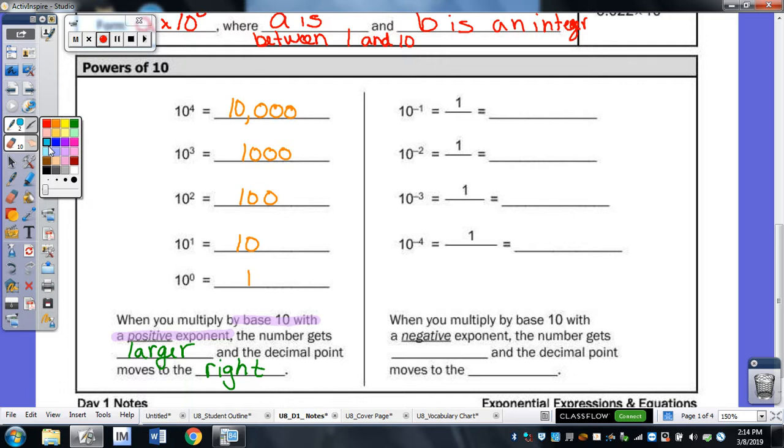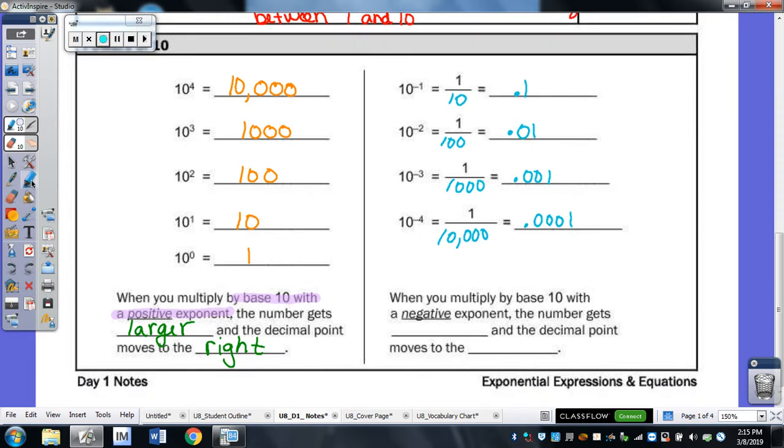So then going the other way, 10 to the negative 1 is really 1 over 10, which as a decimal would be 0.1. Now, this one would be over 100. The decimal would be 0.01. Next one is 1,000. 0.001. And then this one's over 10,000. 0.0001. So when you multiply by a base 10 with a negative exponent, your number gets smaller, and the decimal is going to move to the left.